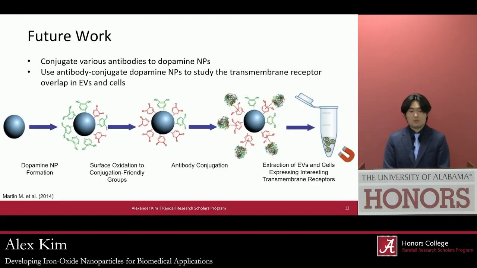In the future, I would like to conjugate various antibodies to our dopamine nanoparticles to form antibody conjugate dopamine nanoparticles to study the transmembrane receptor overlap between extracellular vesicles and cells of cancer cells specifically. In the first few steps, we can see the process of actually conjugating our antibodies to our dopamine nanoparticles. And in the last step, you can see how we would extract EVs and cells expressing interesting membrane receptor components.